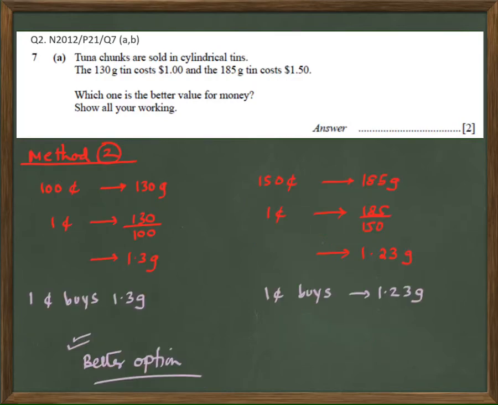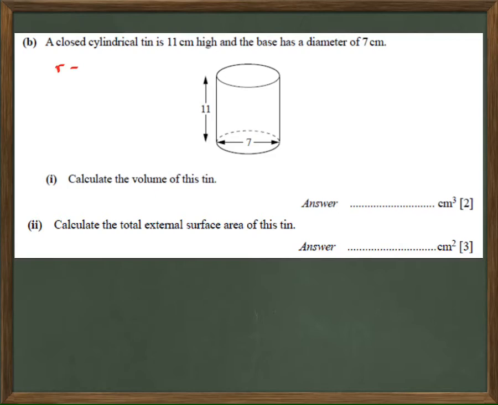Now, let's move on. The diagram shows a cylindrical tin. I don't know why I'm saying tank over and over again. It's a closed cylindrical tin. It's 11 centimeter high and the base has a diameter of 7 centimeter. Remember the word diameter. Our formula is based upon radius and not on diameter. So the radius is 3.5. It's your choice to work with fractions or with decimals.